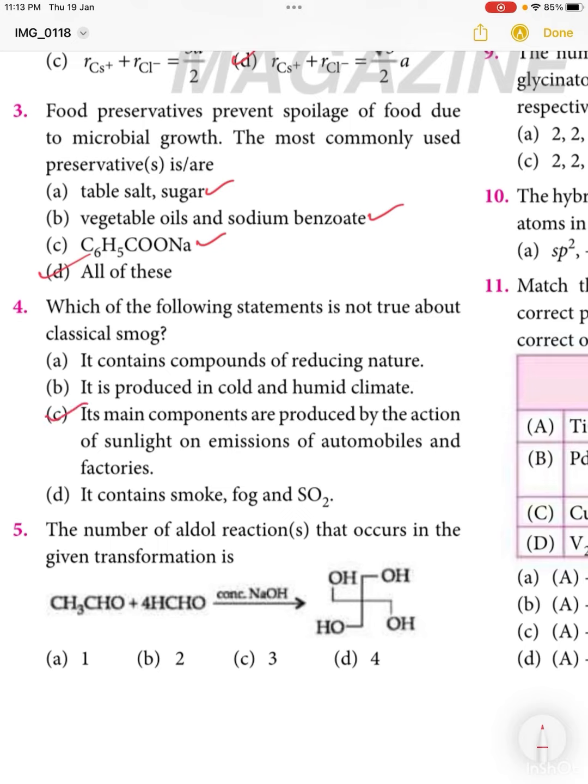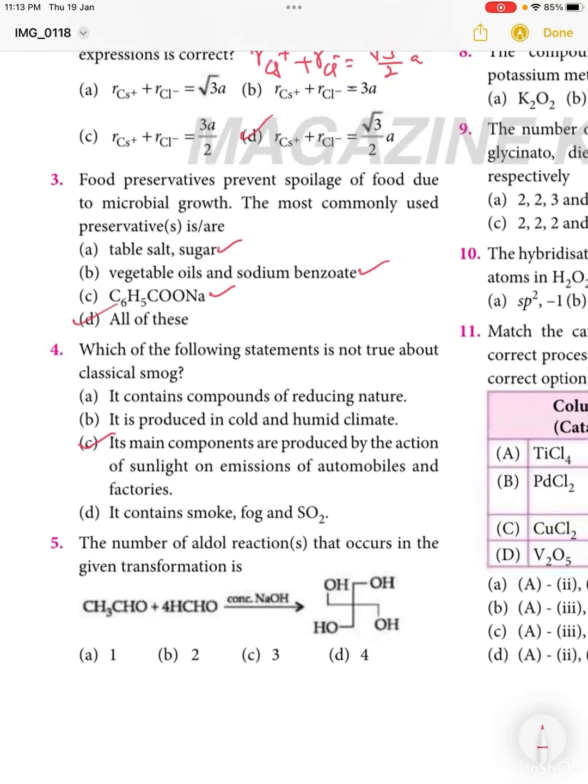It contains smoke, fog and sulfur dioxide. This is also correct. Actually, classical smog is formed when there is a high concentration of sulfur dioxide and particulate matter is produced. This is generally due to combustion of fuels. So that is the reason. So option C is correct for this.